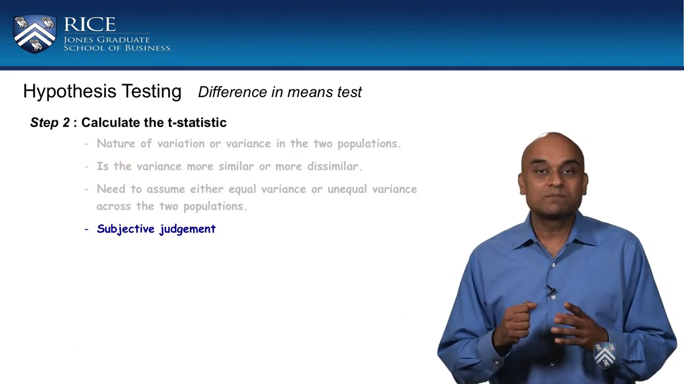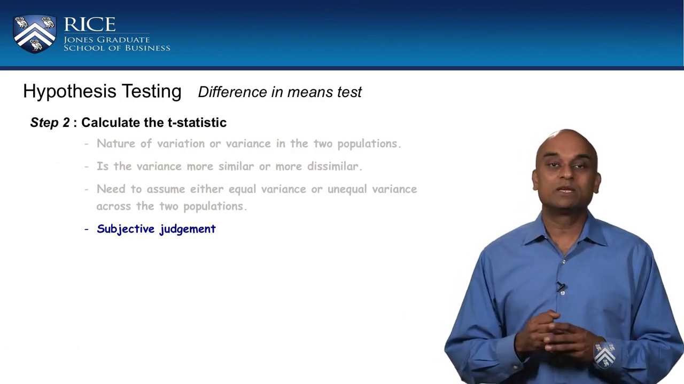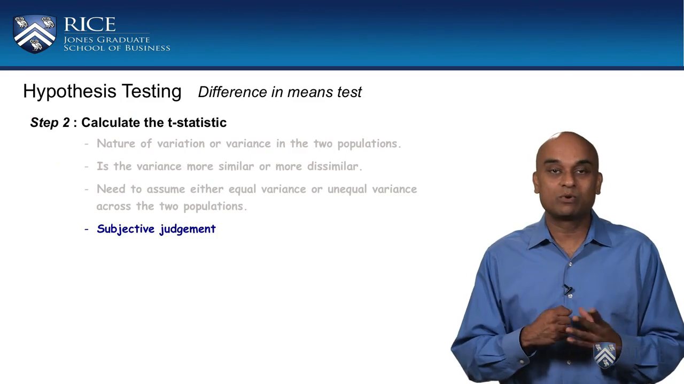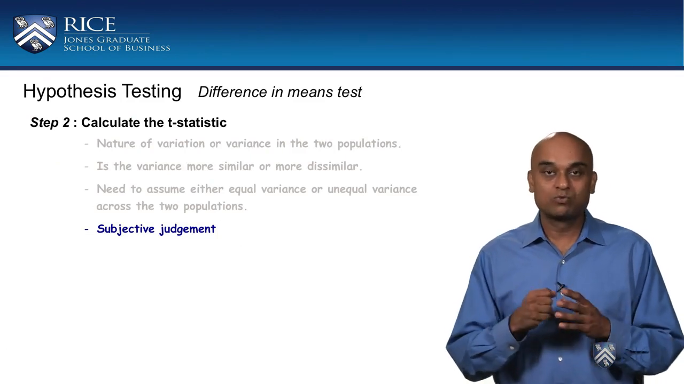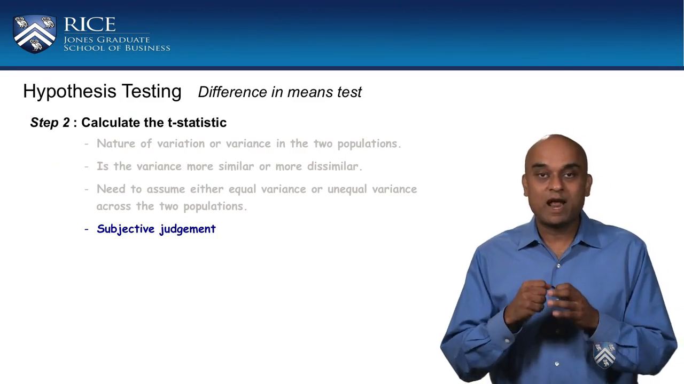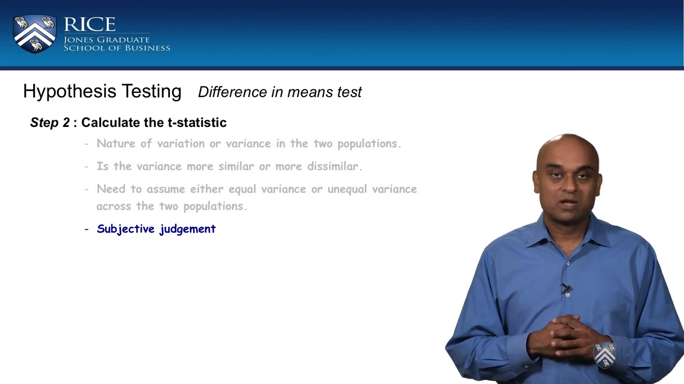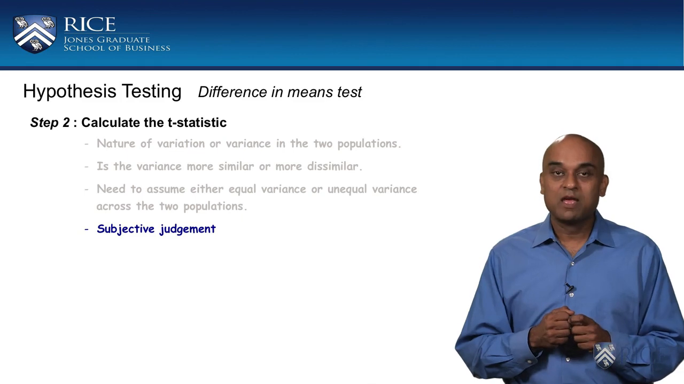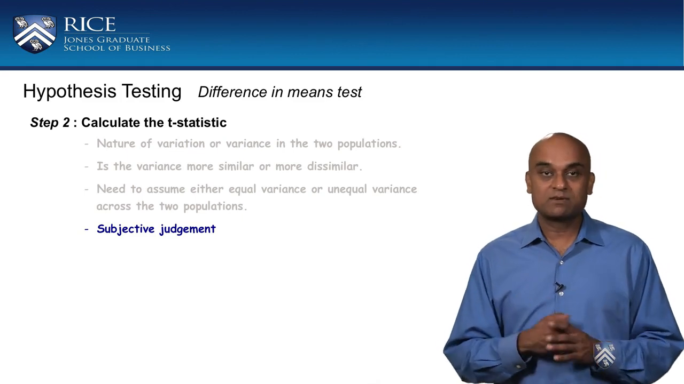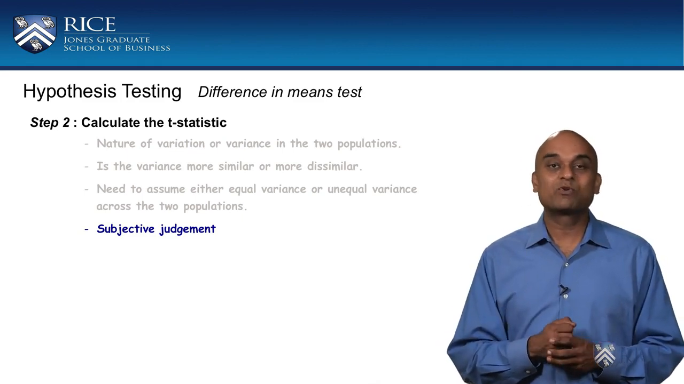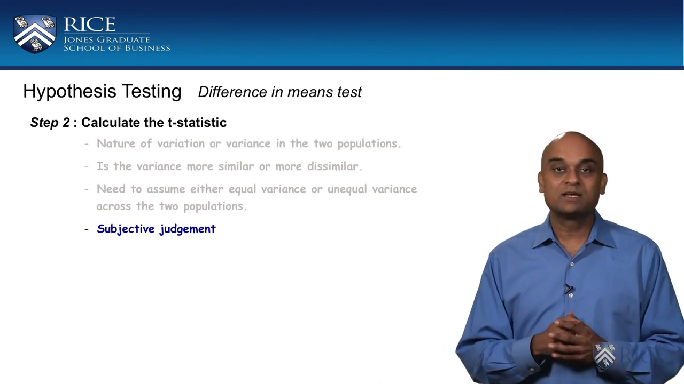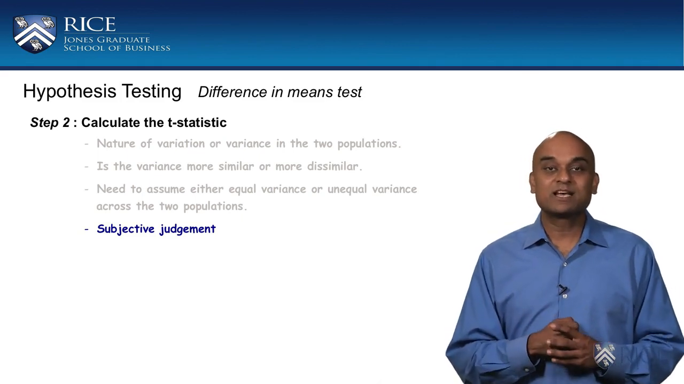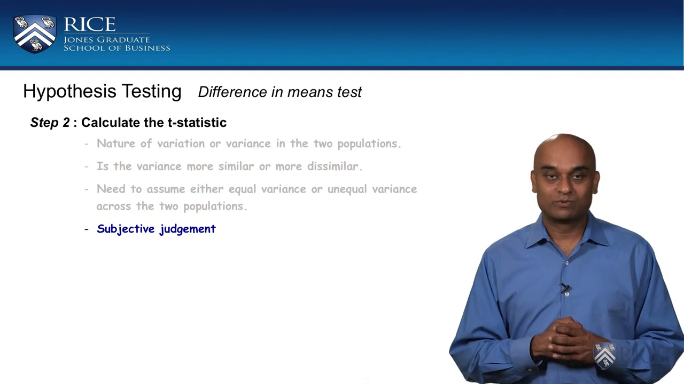So, we will do a subjective judgment in either assuming equal variances or unequal variances across the two populations from where our samples are drawn. Though looking at the sample variances from the two samples that you have may give some indication whether the population variances are more similar or more dissimilar, nevertheless, this is still a subjective judgment to be made by you.